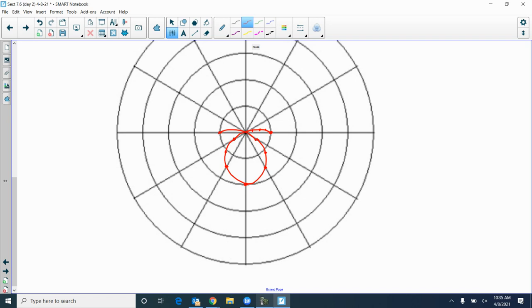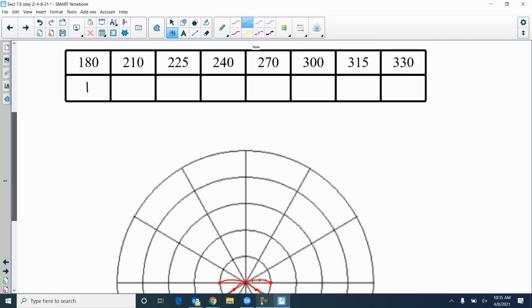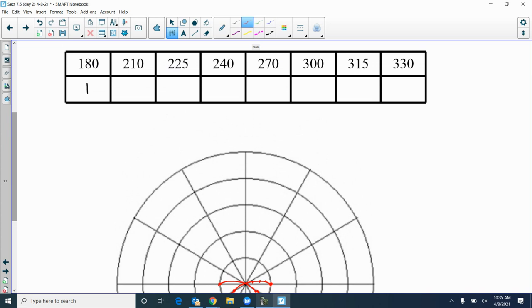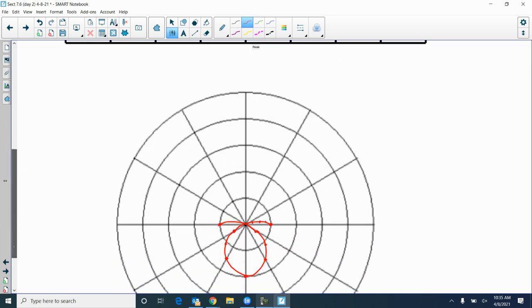All right, well, what happens for the rest of it? Go ahead and plug in 210, 225, 240, and then fill in your table.